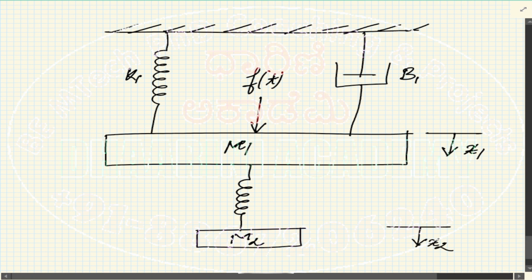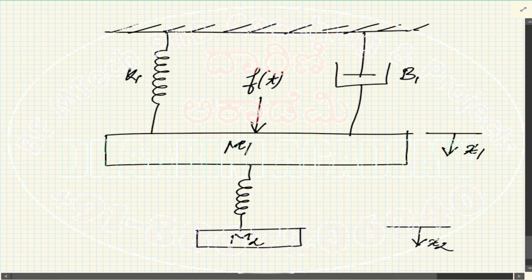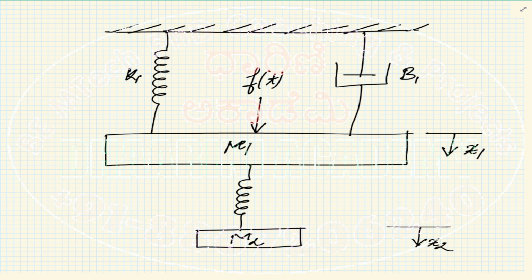All right, so obviously this has to be a ratio output by input. So from the given diagram, we can understand that the input will be f of t, force is the input. But you see that we have two outputs possible, correct? X1 is one, X2 is the second one, right? Two displacements possible. So now the question is which one to consider for calculation of the transfer function, right?